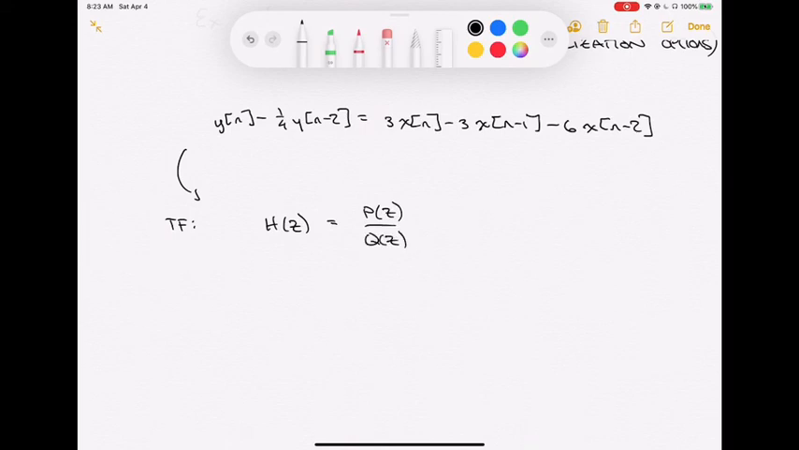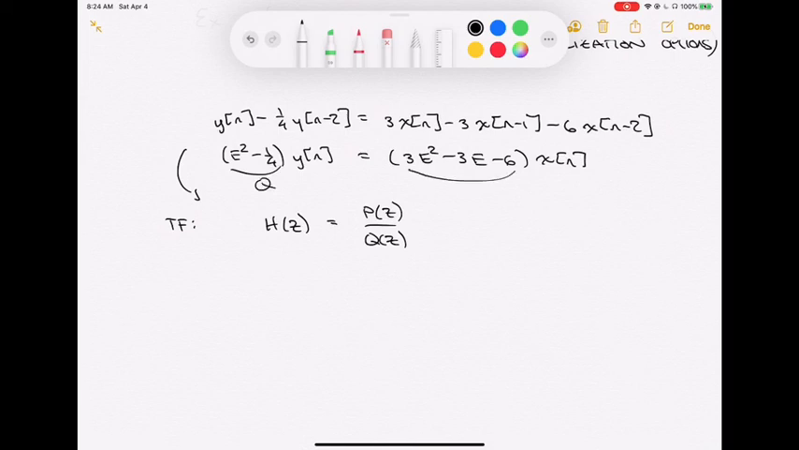If I go back to my original difference equation, I could have written this guy as what? I could have done this as like an E squared minus a quarter acting on y of n. This is just advanced operator form being equal to what? 3E squared minus 3E minus 6 operating on x of n. This first thing here, right, was my Q. This second thing over here was my P. So I should be able to very quickly get my transfer function.